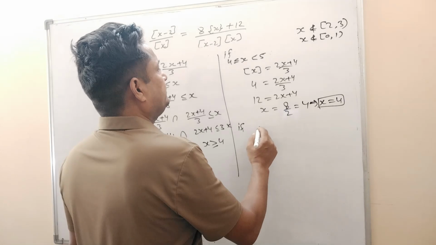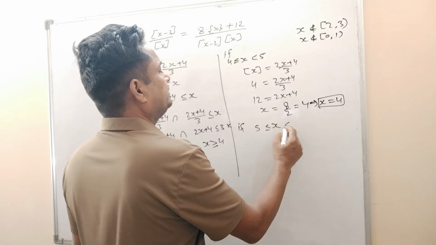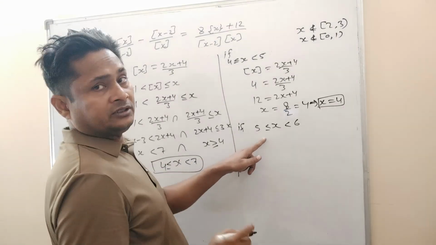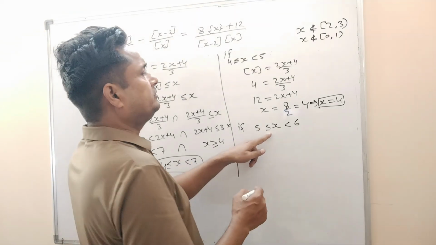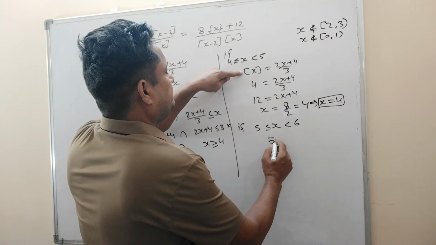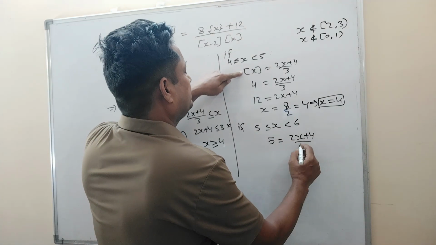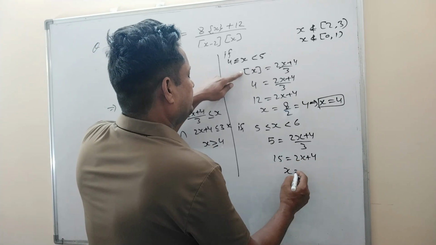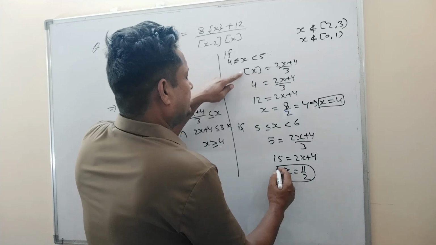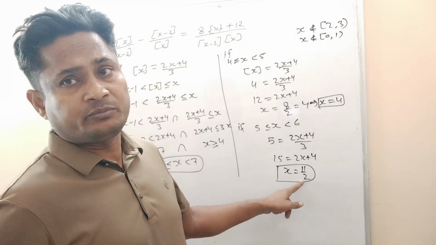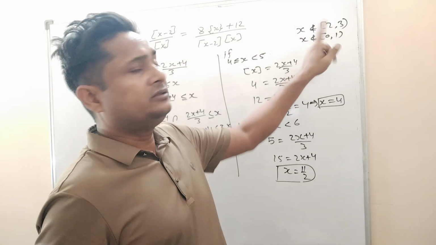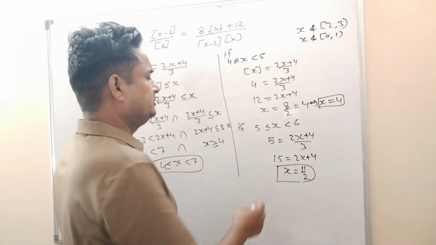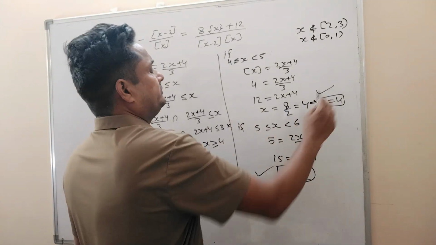Now next, if x is greater than or equal to 5 and less than 6, then the greatest integer will be 5. So here 5 is equal to 2x plus 4 by 3. So this will be 15 is equal to 2x plus 4. That means x is equal to 11 by 2. 11 by 2 is 5.5. 5.5 lies in this interval. So this is the second solution. This is the first solution.